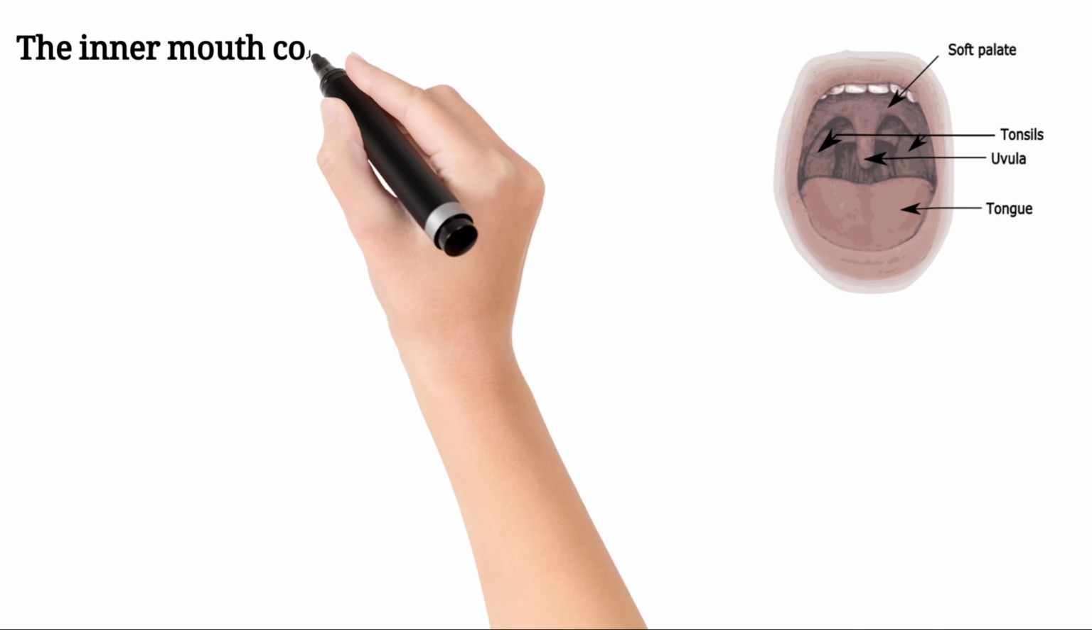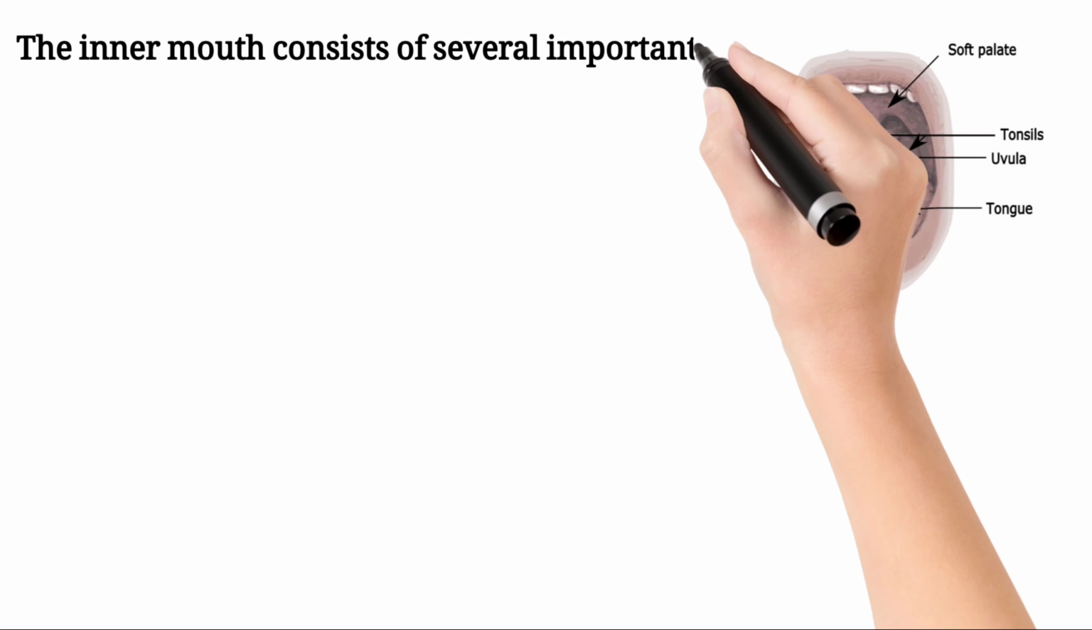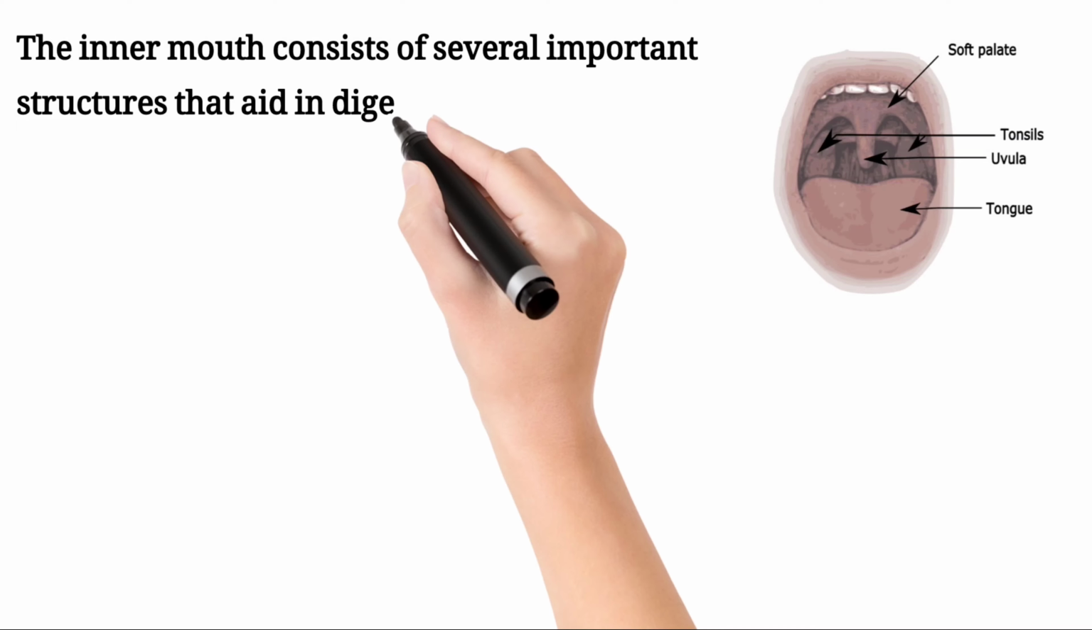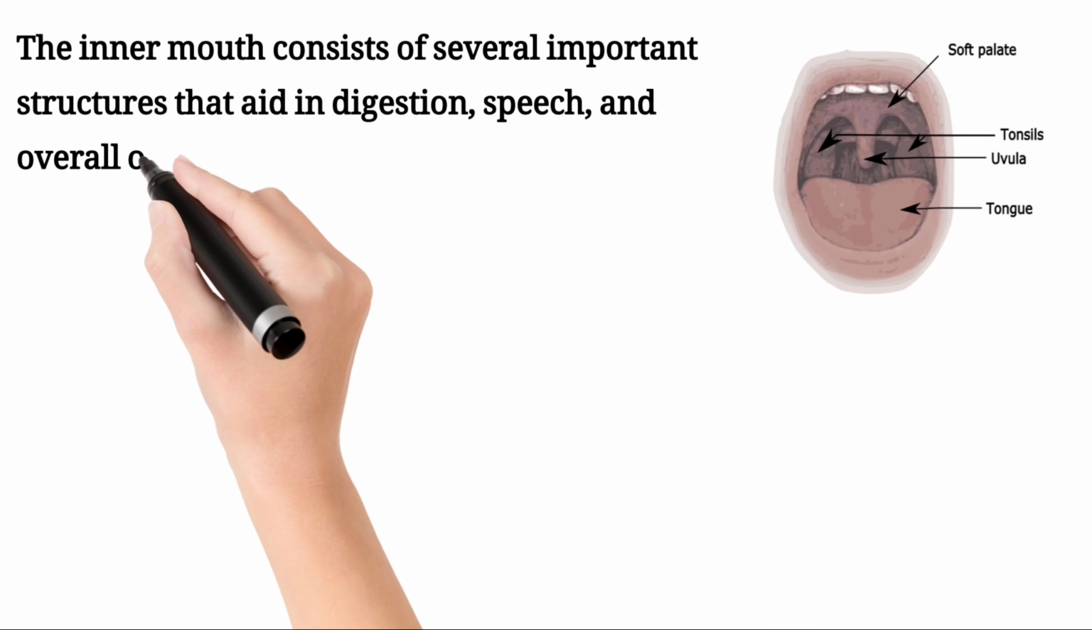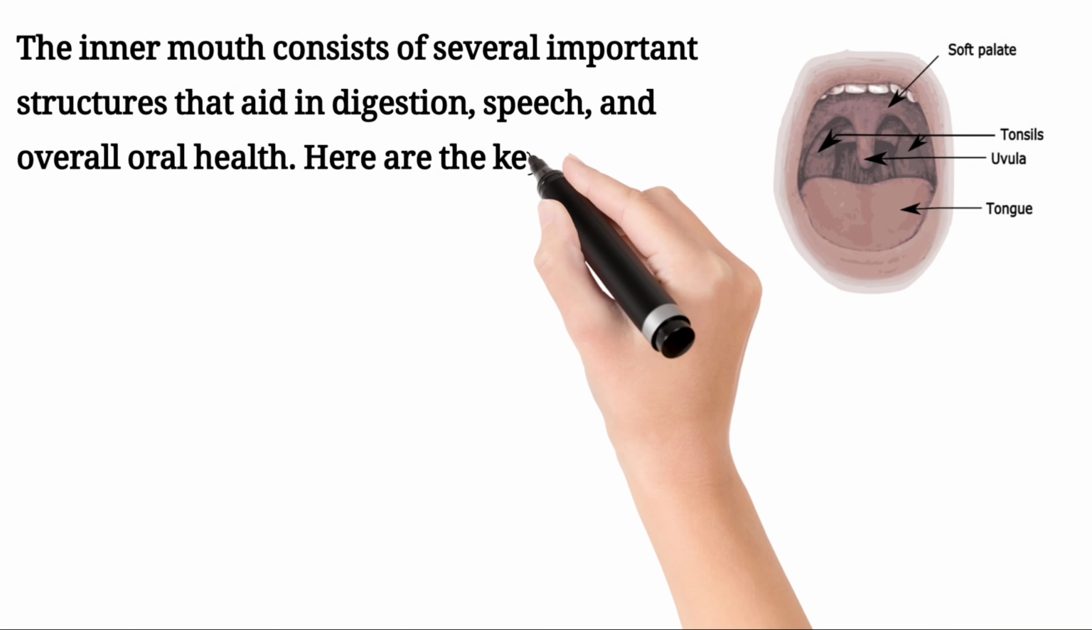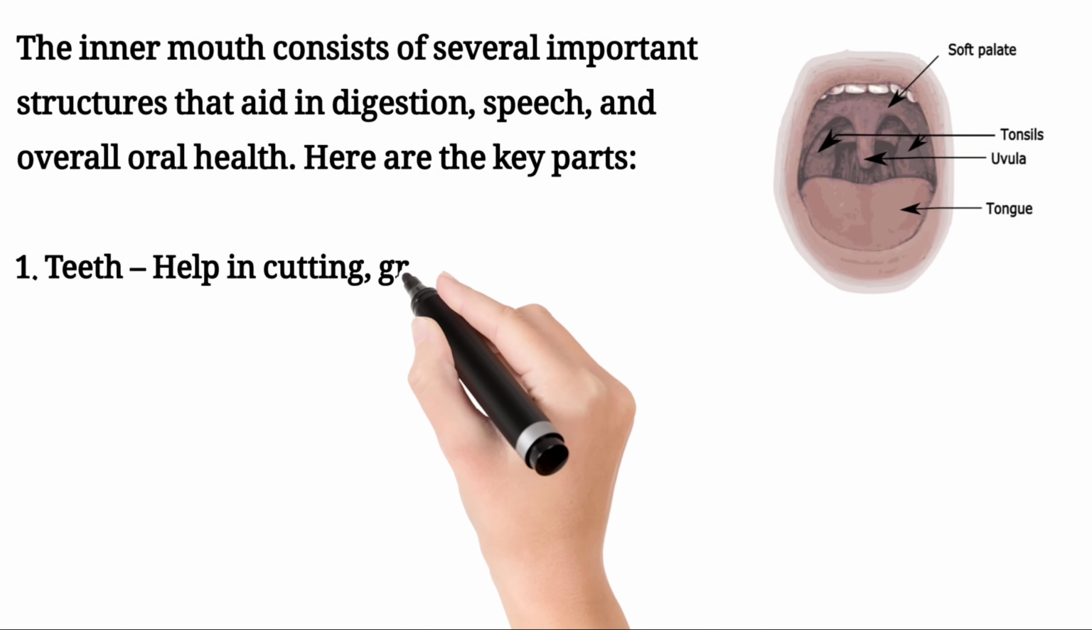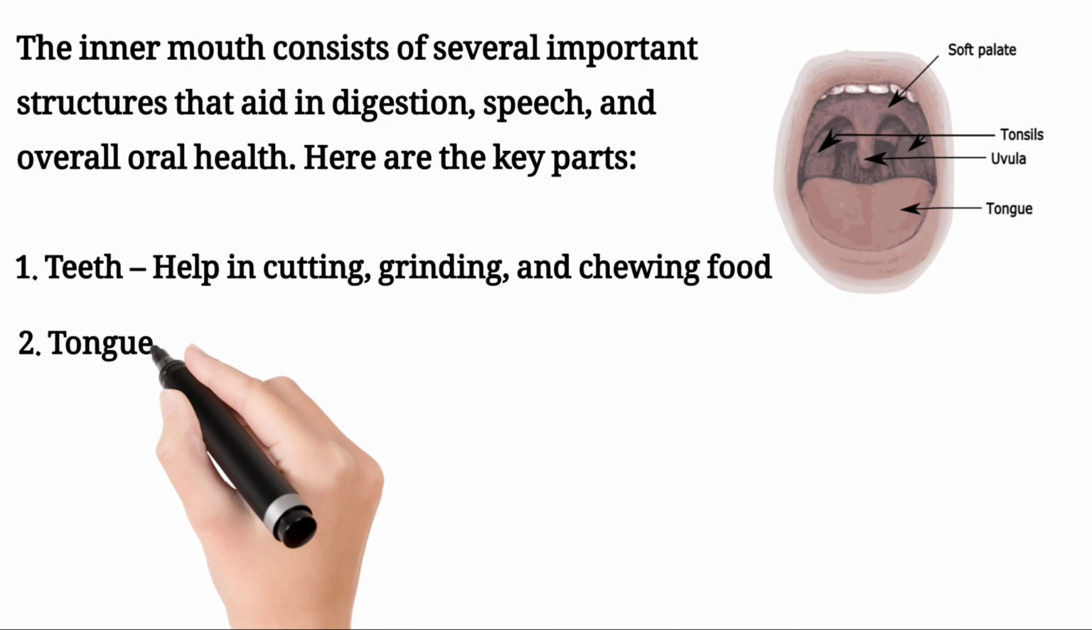The mouth consists of several important structures that aid in digestion, speech, and overall oral health. Here are the key parts. 1. Teeth, help in cutting, grinding, and chewing food. 2. Tongue, assists in tasting, swallowing, and speaking.